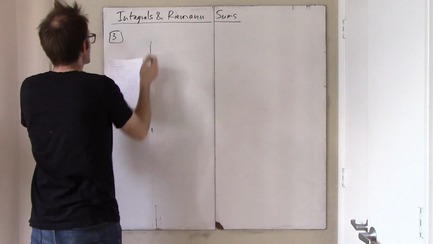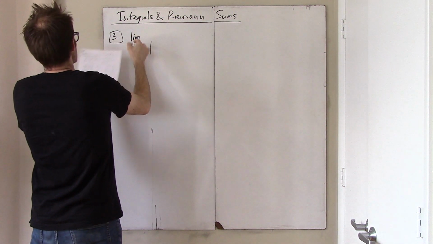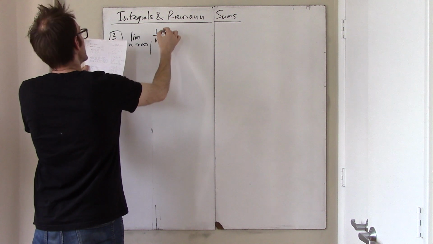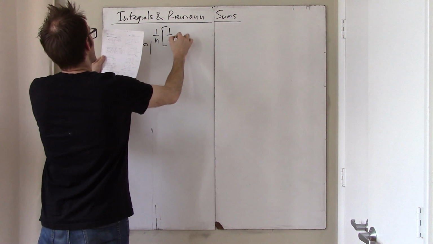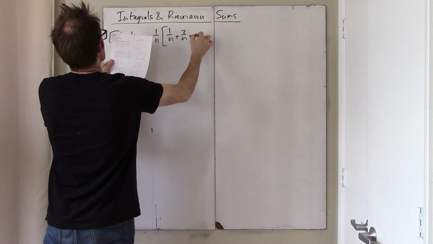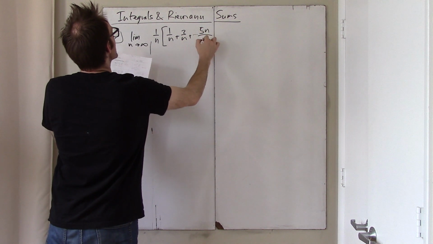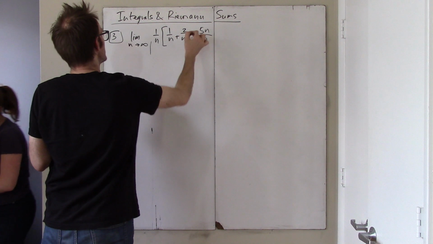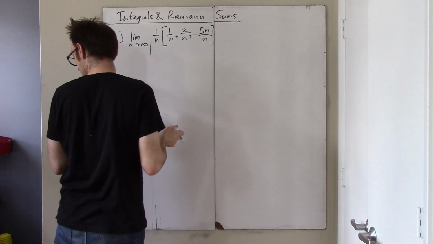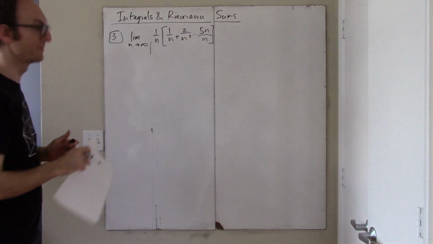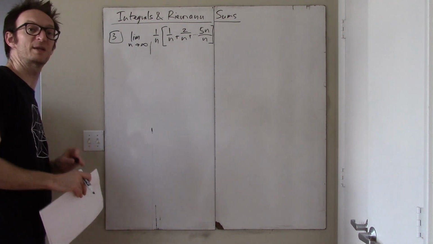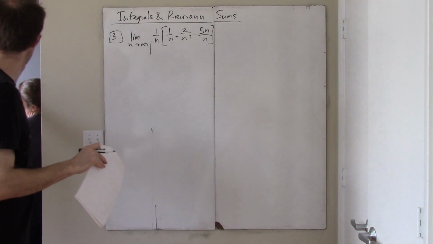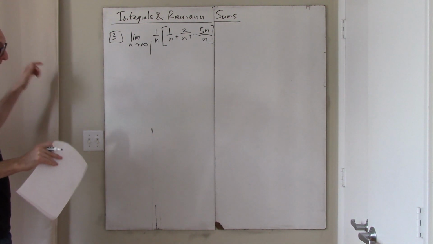What's 3? 3 says, what's the limit as n goes to infinity of 1 over n times 1 over n plus 2 over n plus all the way to 5n over n. Okay, so the first thing to recognize is that this is a limit. And assuming this limit exists, this is going to be a number. And so our question is, what is this number?